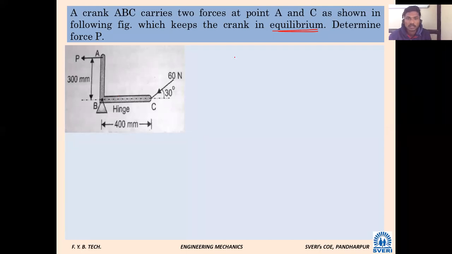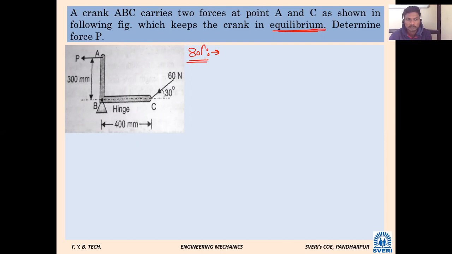So most important word, that's why I have underlined this, most important word from the problem statement. Whatever these two forces are acting on that crank, it keeps that crank in equilibrium. Determine the force P. We want to find force P. Here I will write solution. Once we are going to start solution of problem, first thing is to find out free body diagram.